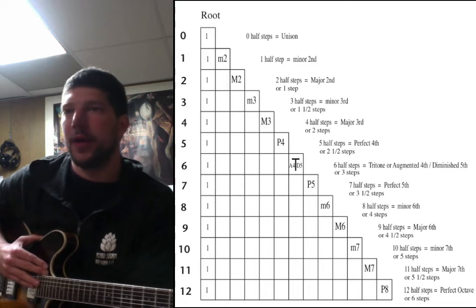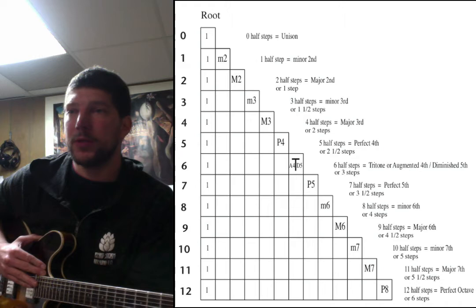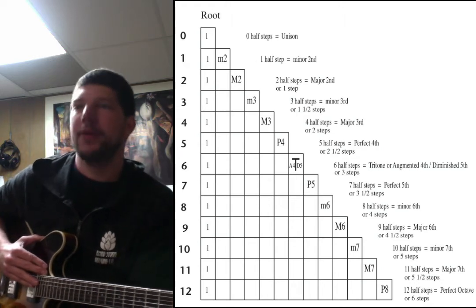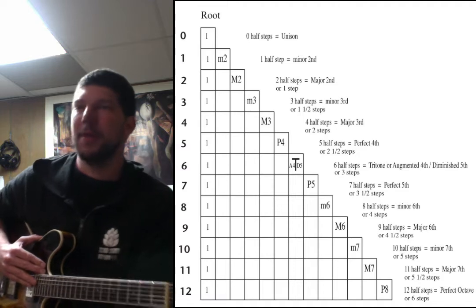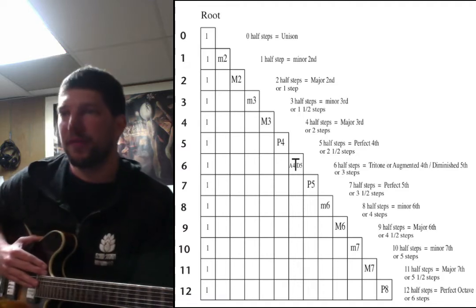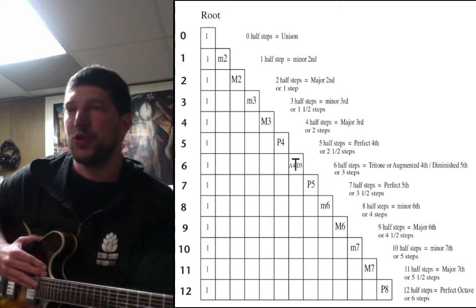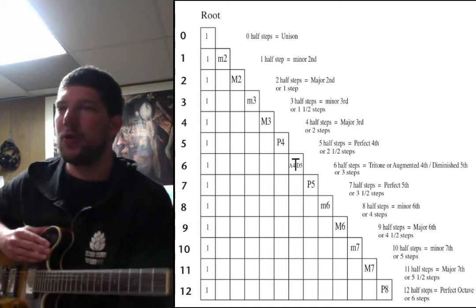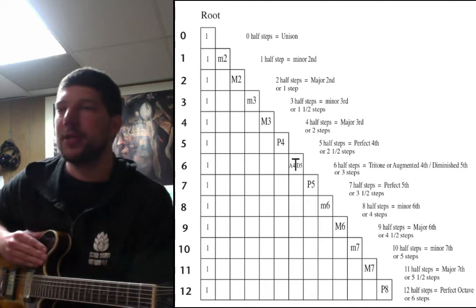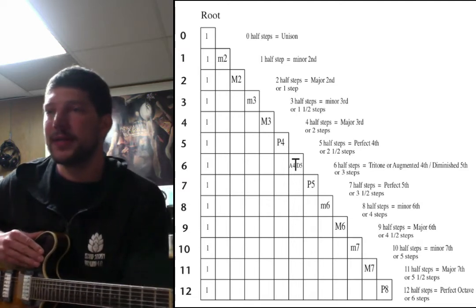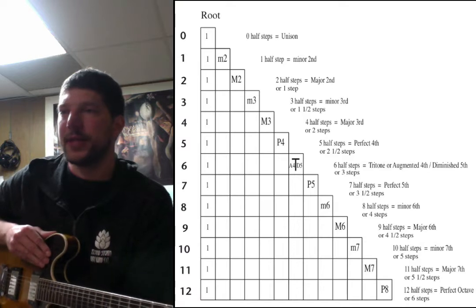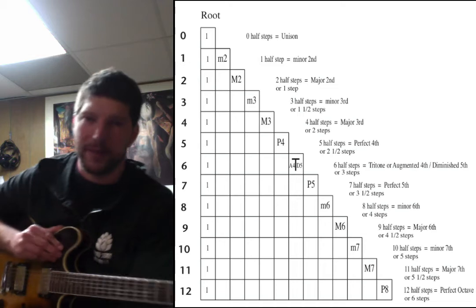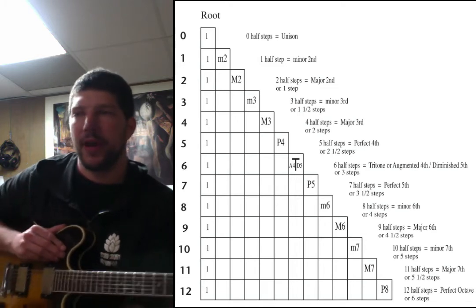So 1 half step equals the minor second. Then 2 half steps equals a major second. 3 half steps, minor third. 4 half steps is going to be a major third. 5 half steps is going to be a perfect fourth. 6 half steps is going to be the tritone, or the sharp 4 or flat 5. 7 half steps is going to be your perfect fifth. 8 half steps is going to be your minor sixth. 9 half steps, major sixth. 10 half steps, minor 7. 11 half steps, major 7. And then 12 half steps is the perfect octave.